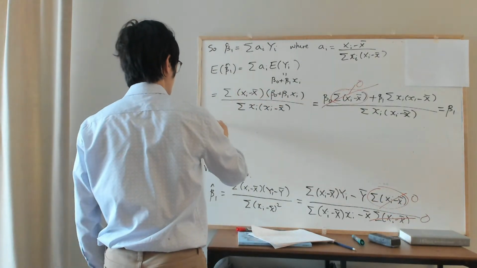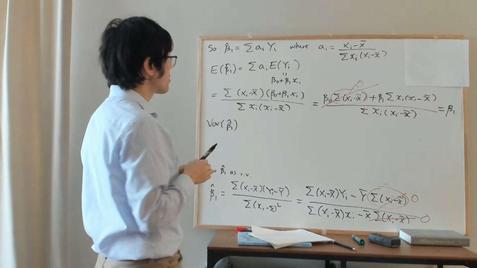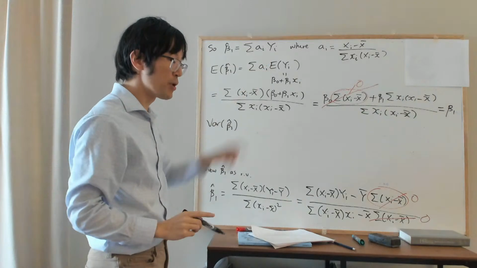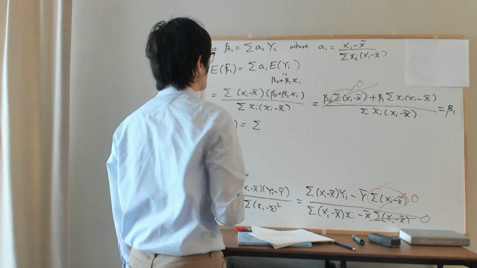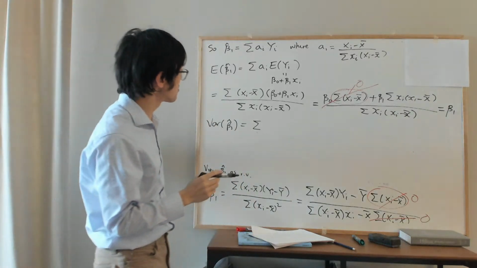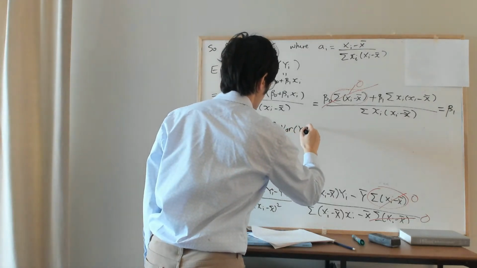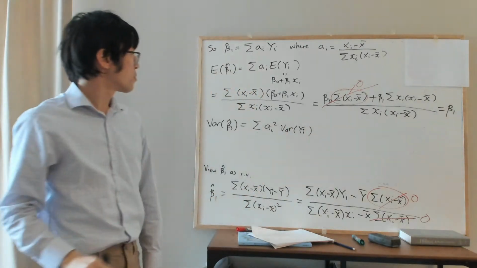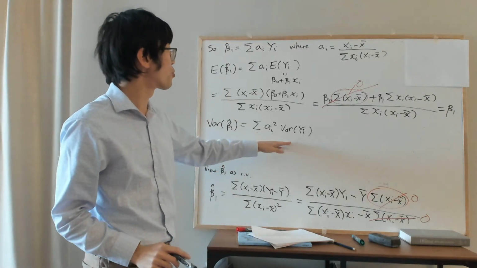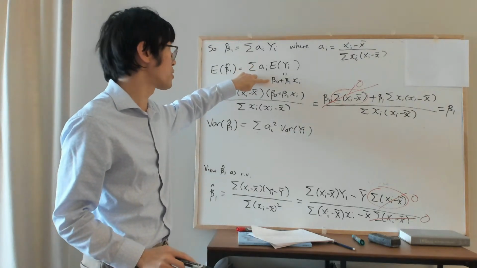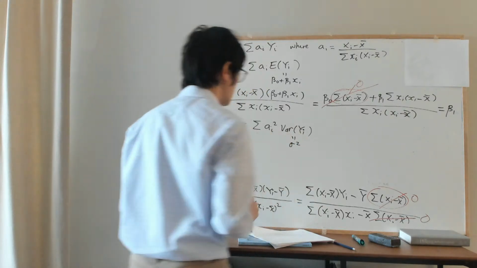Okay, so we have E, and now we have the variance of beta 1 hat. Again, we use the fact that all the yi's are independent, so we can take the variance on the sum. So we have the summation, and the constants ai come out squared, and then the variance of yi. According to the model, what is the variance of yi? Remember, y is normally distributed with mean given by the regression line and variance given by sigma squared. So we can plug in sigma squared here.